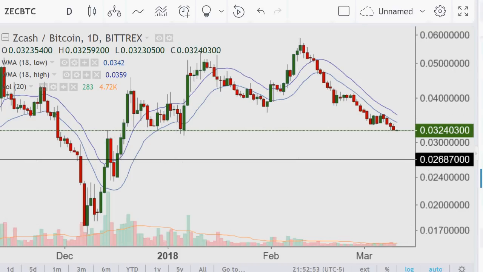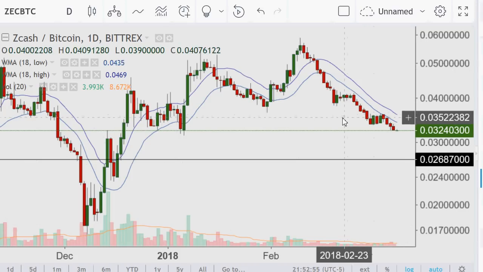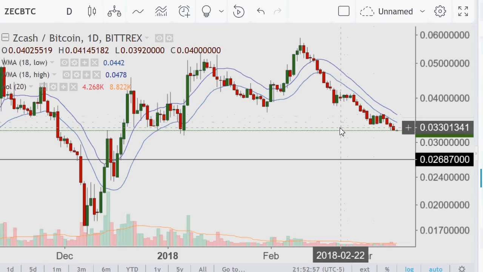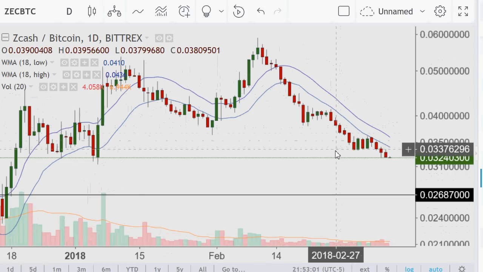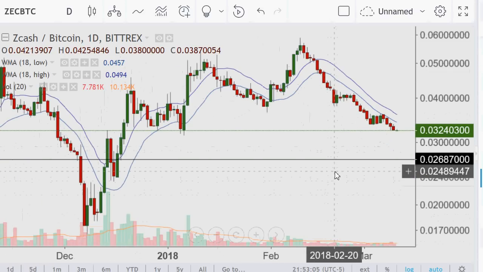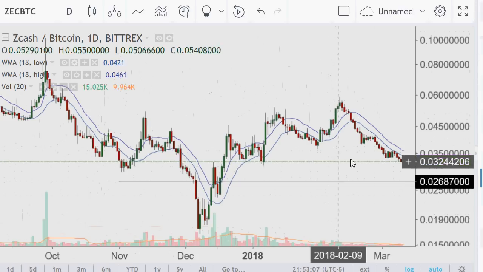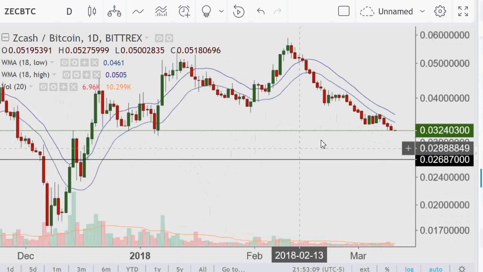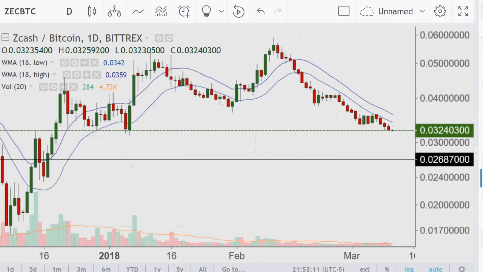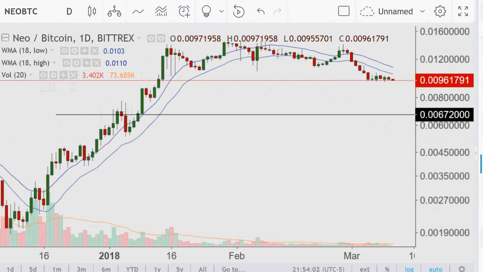ZEC, Zcash, I normally don't say Z because I'm Canadian, but it's broken down below this key support level noticeably. I've got a key number in at the 2687 handle. So we'll see how that plays through, if it even makes it there.